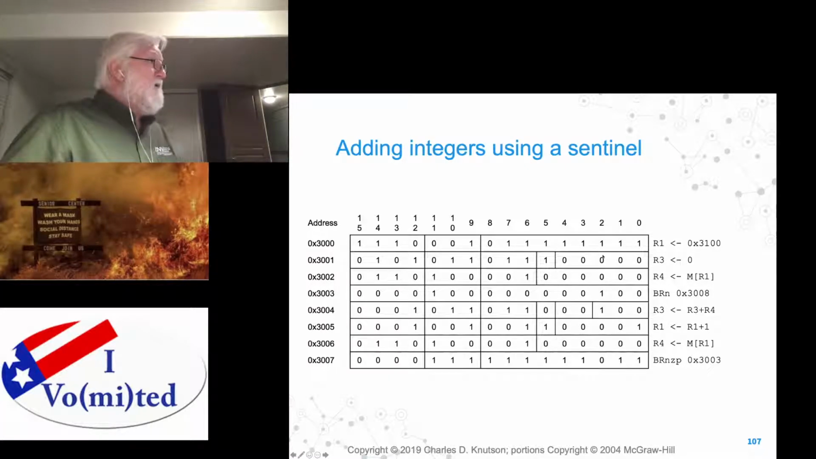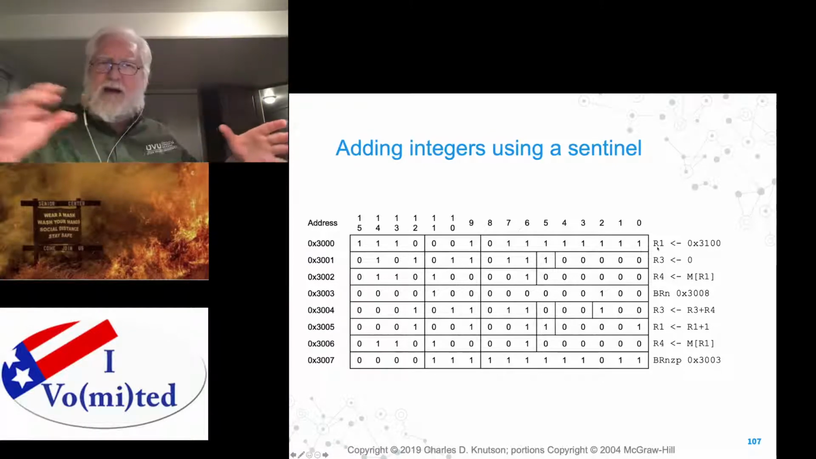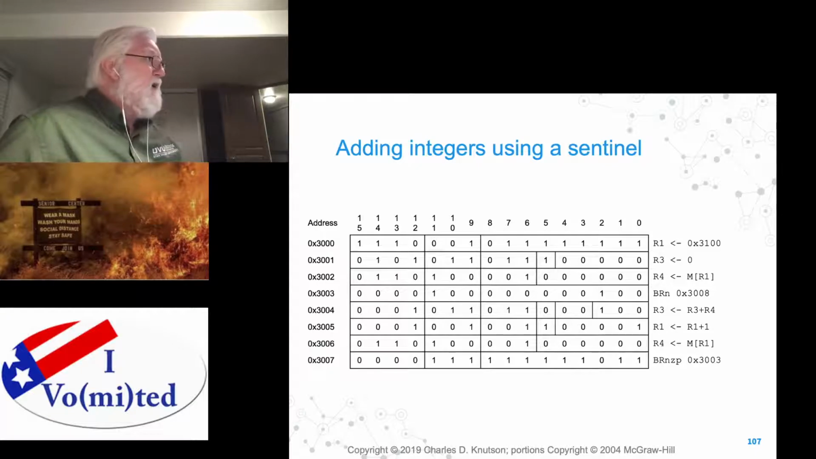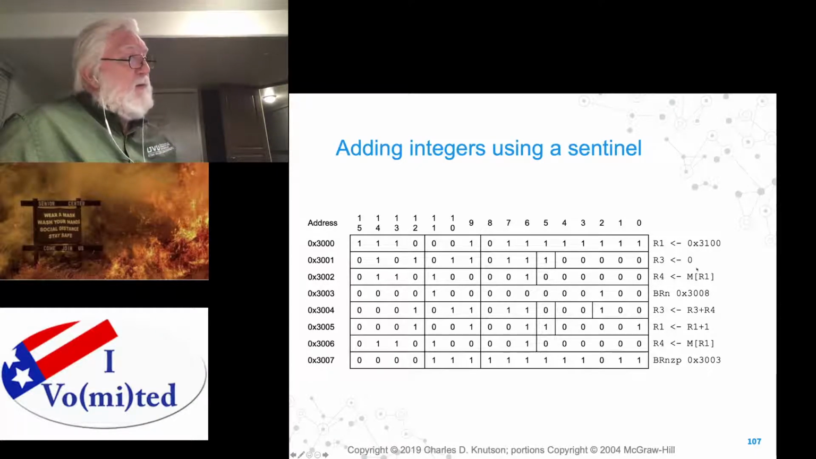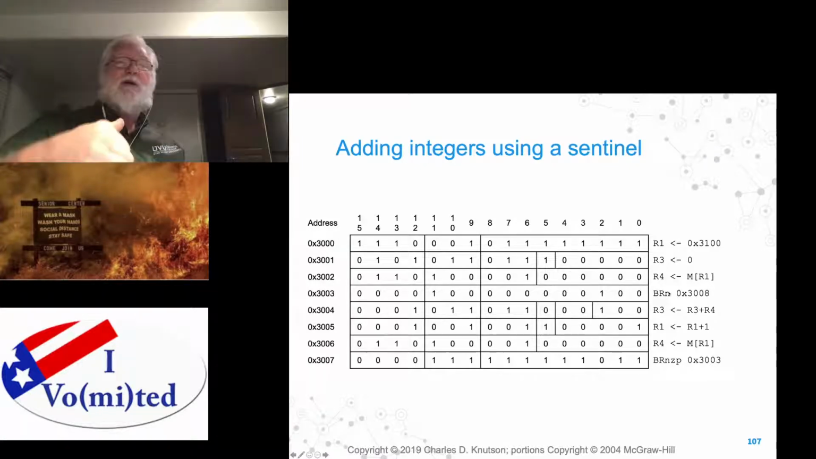Here we go. This is our program to use a Sentinel. We load effective address. We put 3100 into R1. That's the spot in memory where we're starting to add this array of integers. We clear R3. We pull the value that R1 points at out of memory and put it into R4. And then we branch on negative. So if that value we pulled is negative, we kick out.